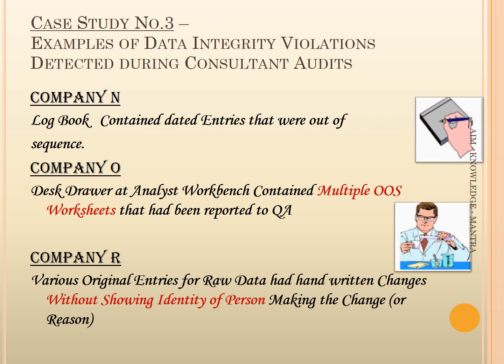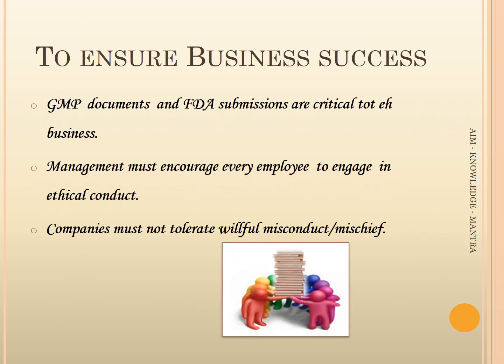Case study number 3. Examples of data integrity violations detected during consultant audits. Company N: a logbook contained dated entries that were out of sequence. Company O: a desk drawer at an analyst workbench contained multiple OOS worksheets that had been reported to QA. Company R: various original entries for raw data had handwritten changes without showing the identity of the person making the change, or the reason. To ensure business success, GMP documents and FDA submissions are critical to a business.